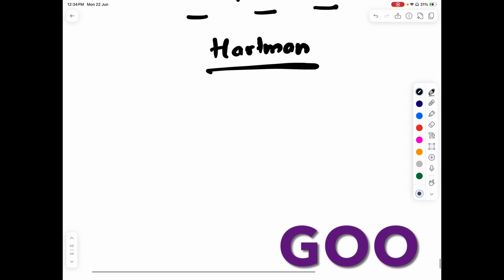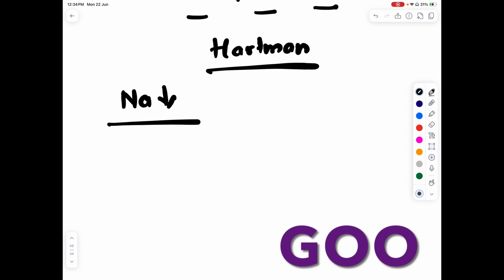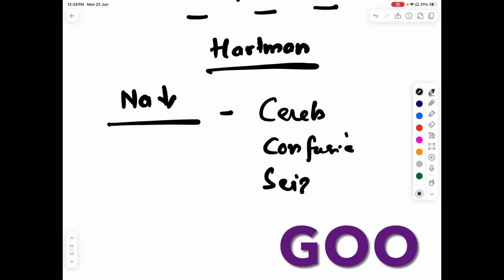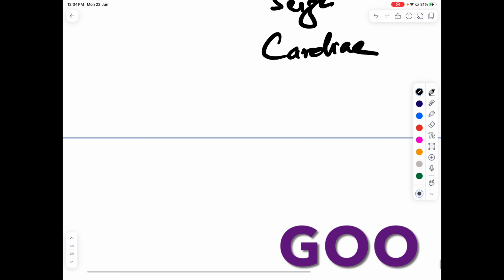And hyponatremia, when sodium is low, what is the picture? The patient has cerebral edema, so confusion, and there can be seizures or cardiac arrhythmia. So these are the things which can be presented. Now what happens? This leads to aciduria.